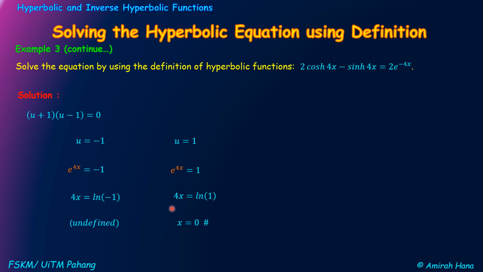We divide by 4 here. So to check the final answer, you can substitute 0 into left hand side, and then you substitute 0 into right hand side. If the answer from left hand side is exactly equivalent to the answer on the right hand side, it means that the answer is correct. You got it?